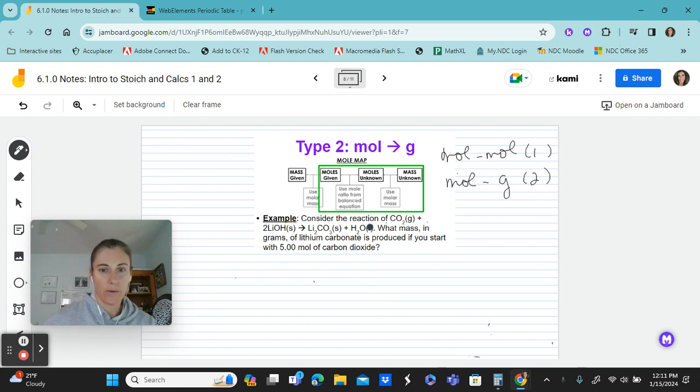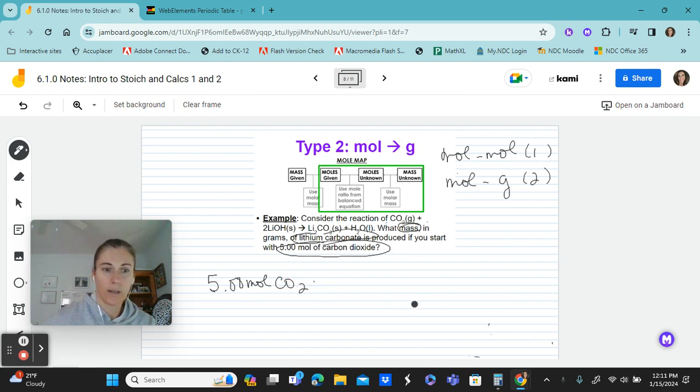So we have a new balanced equation. We're going to be looking at carbon dioxide plus lithium hydroxide gives us lithium carbonate and water, and it is balanced. There's 1 mole for these, and there's 2 for here. So this time we want mass of lithium carbonate, and we're starting with 5 moles of CO2. So 5 moles carbon dioxide.